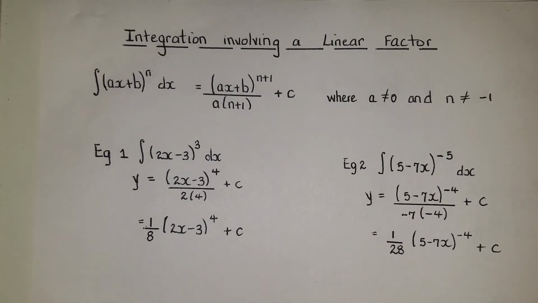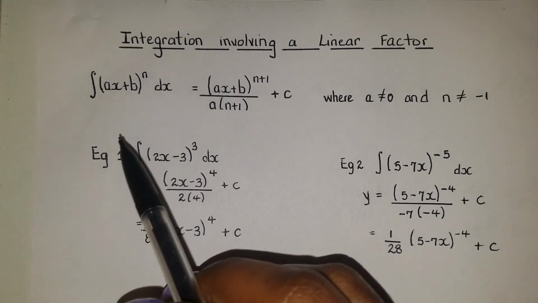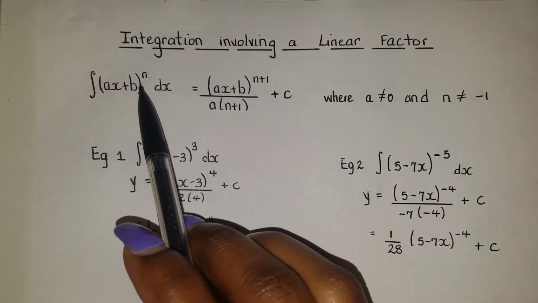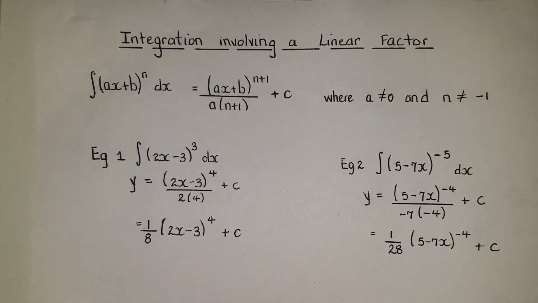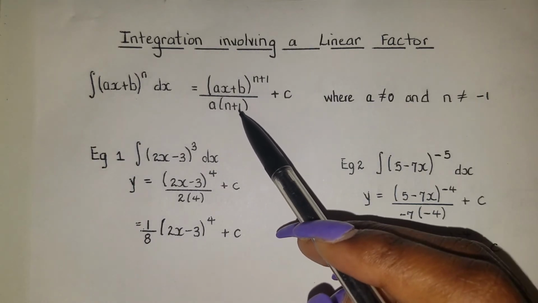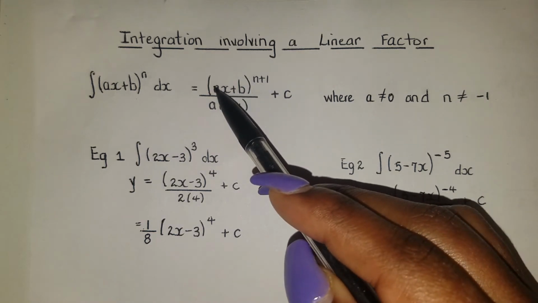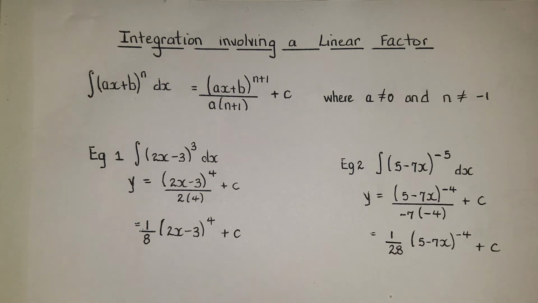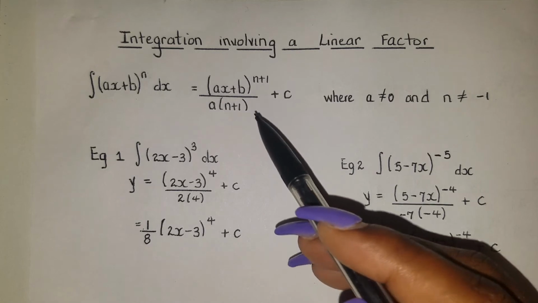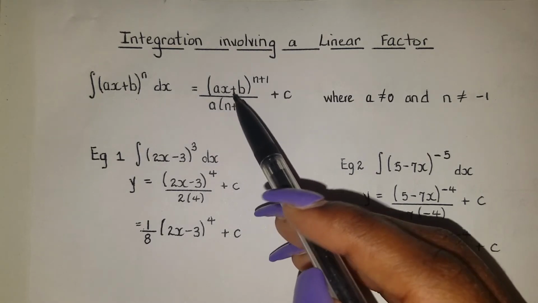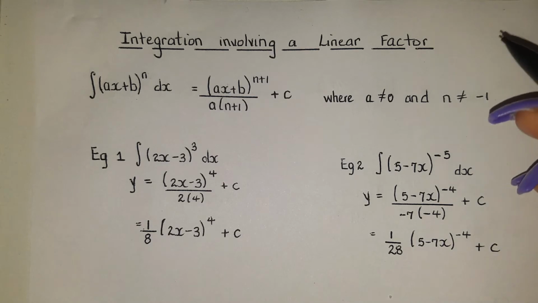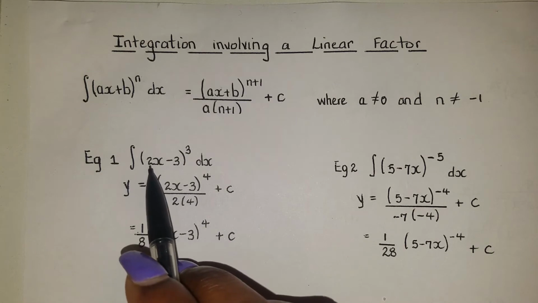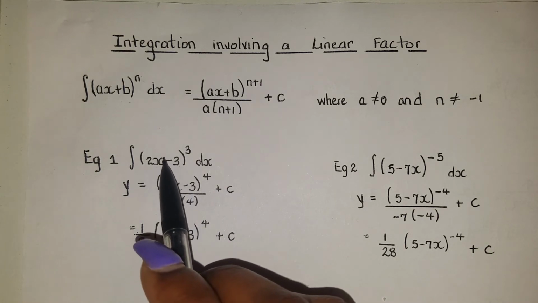Now, if we have a function in the form (ax + b)^n, meaning the function is raised to a power, there is a method that we will use to integrate it. Now, ax + b here represents a linear function, and a linear function is one in which the highest power of x is 1. An example is what you see here, 2x - 3. The highest power of x is 1.